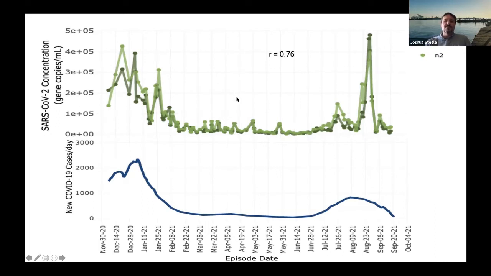This just showed us both the sensitivity of the digital PCR method we were using and the precision, and we were quite pleased with that as well.